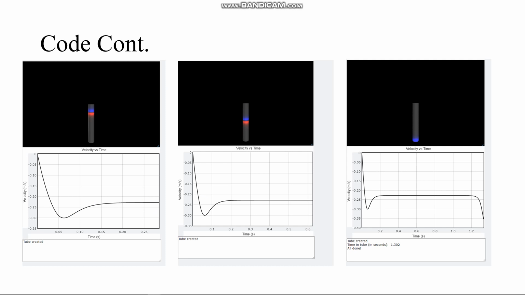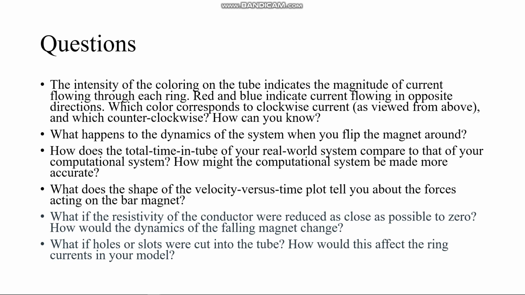I took the liberty, because I can't record it, of taking 3 moments during this process. One is when it was about as high up as I could get it, on the far left. One about halfway through, in the middle, and one upon completion at the far right. And you can see that the total time it took was 1.302 seconds for it to drop. The intensity of the coloring of the tubes indicates the magnitude of the current. However, the red and blue colors indicate opposite directions. The color that corresponds to clockwise is red, and blue is counterclockwise.